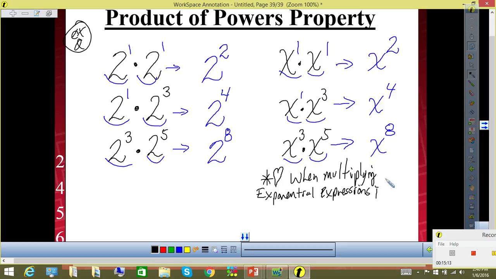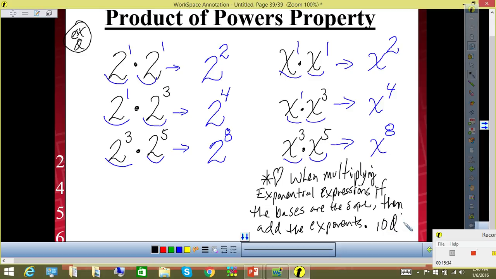If the bases are the same, then add the exponents. Period. And then 10Q.